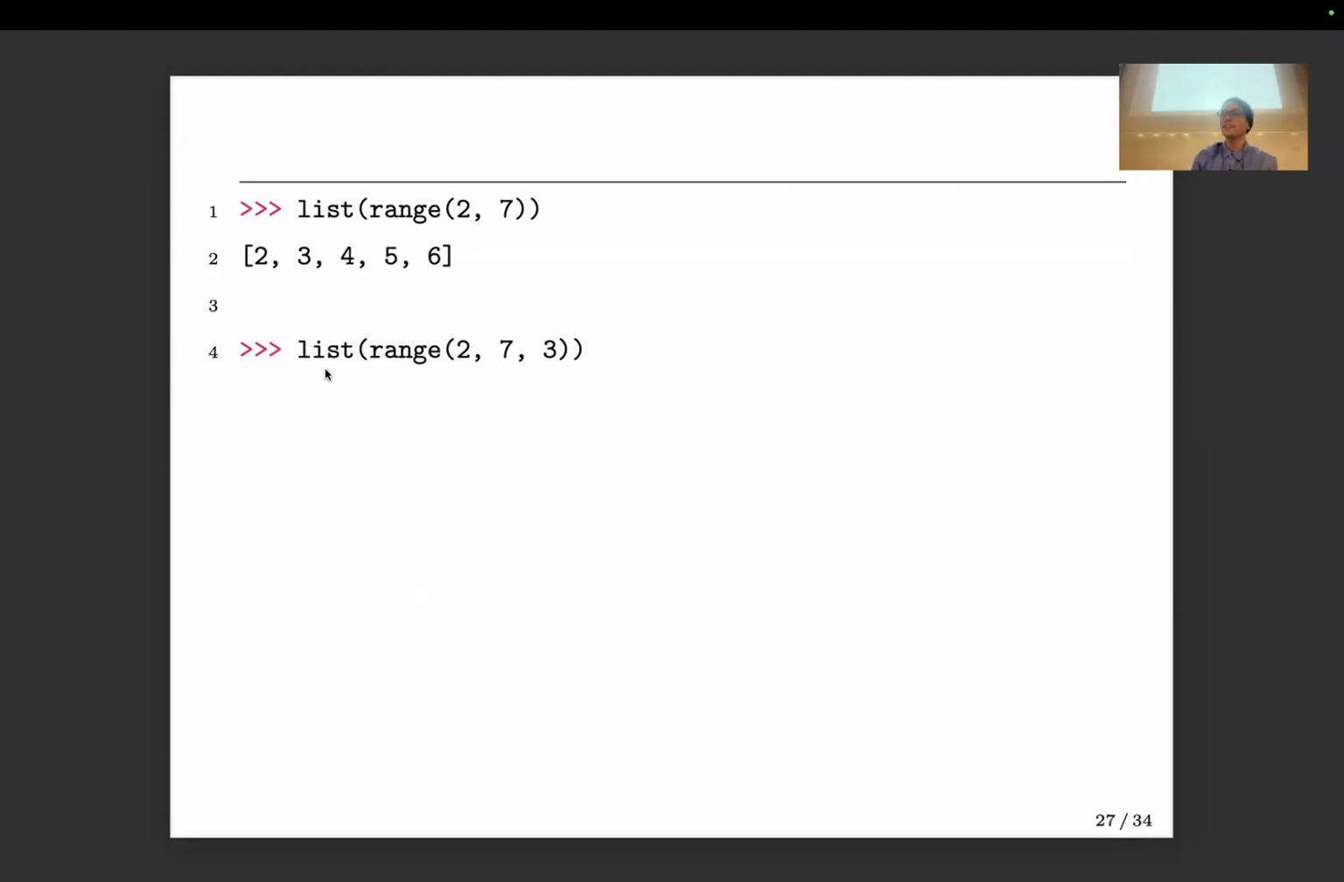What about this one? Can we go from 2 to 7, but step by 3? Yeah, so what's the first one? 2. What's the next one? 5. What's the next one? Nothing, perfect. There's a duck for you, 2 and 5.